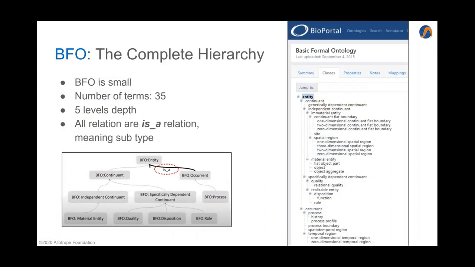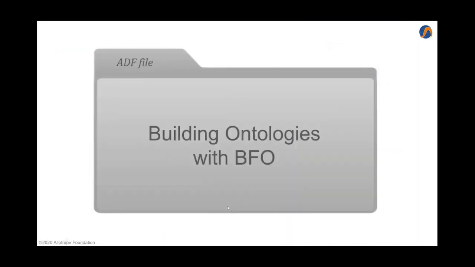Altogether, we review some of the categories of the BFO. BFO is small, only 35 terms, 5 levels, and all the relation is a subtype of. So occurrent is a subtype of entity, and process is a subtype of occurrent, and a role is a subtype of dependent continuum. So now that we are already experts on BFO, we can start building ontologies with BFO.